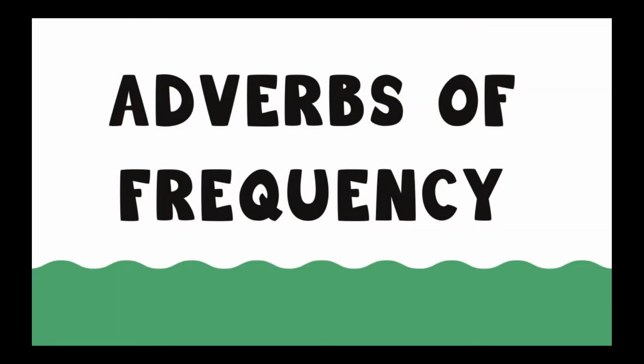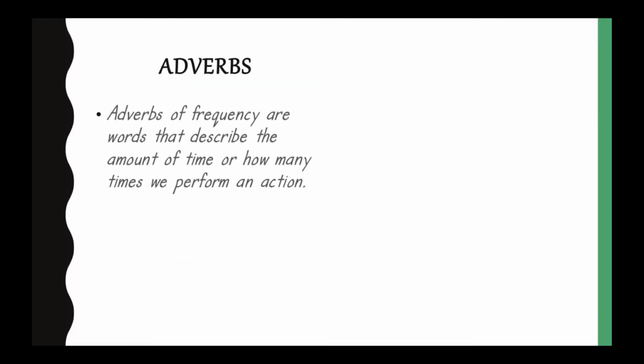Before we can start, I'm going to explain to you some key concepts that we need to know before we can describe our routine. To describe the frequency in which we perform an action, we use adverbs of frequency. An adverb is a word that describes the amount of time or how many times we perform an action. For example, usually, often, etc.